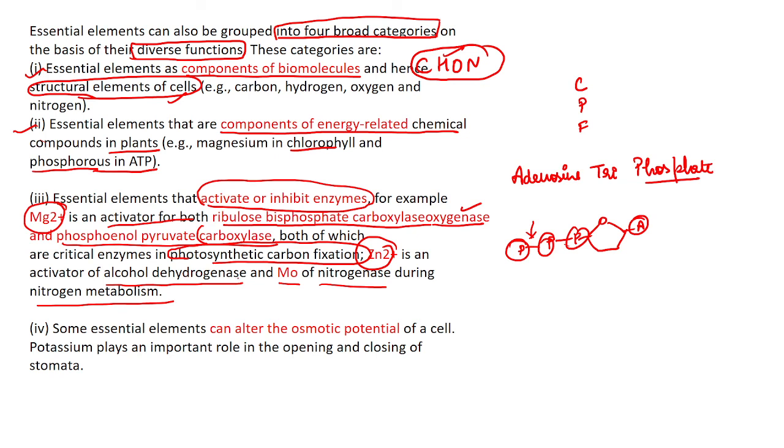So we have seen the three broad categories. The last one is some essential elements can alter the osmotic potential of the cells. Say for example, the closing and the opening of the stomata is based on the potassium. You know that potassium, when it enters in the cell, then ultimately water will move.